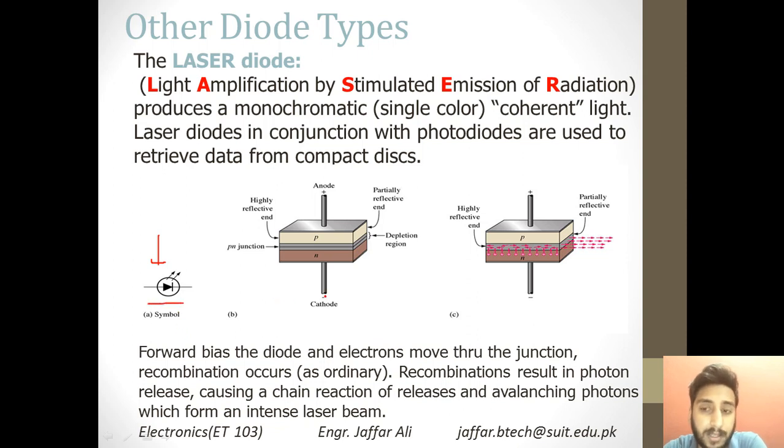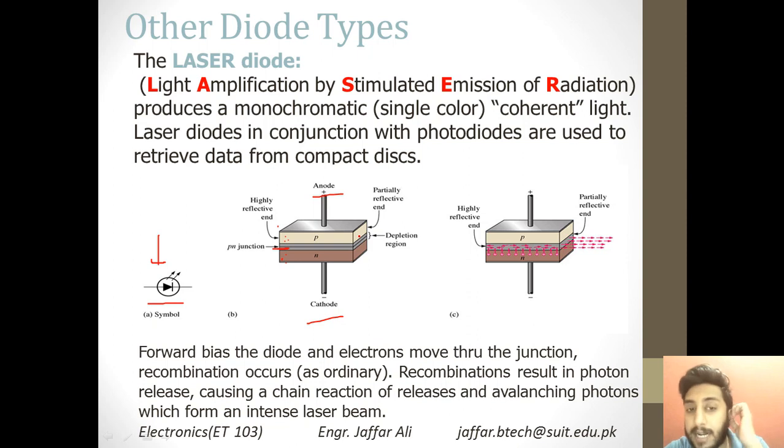And what is the internal structure of this laser diode? This is basically the anode, the cathode, and there are two junctions. One is the p junction and one is the n junction, and in the small region of the p-n junction, this is the p type, this is the n type, this is a small junction. And these ends are basically a highly reflective end, and the other end will be a partially reflective end.